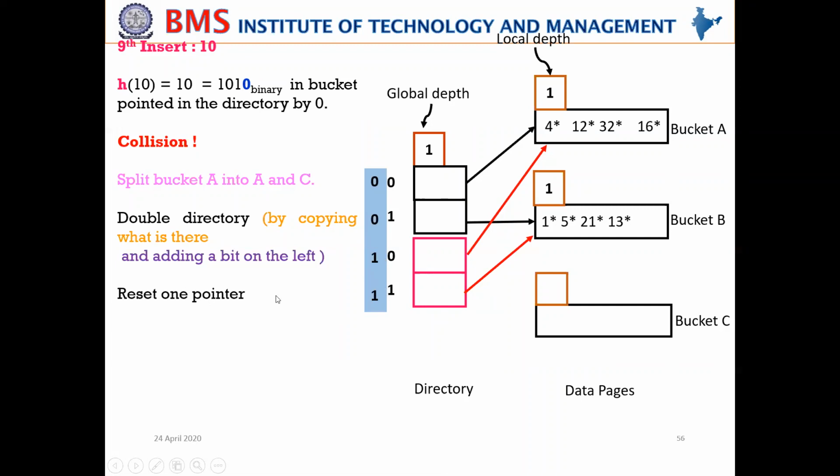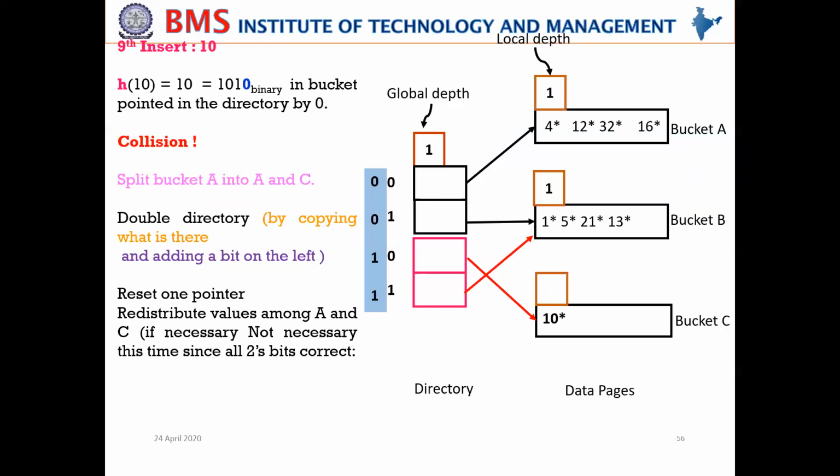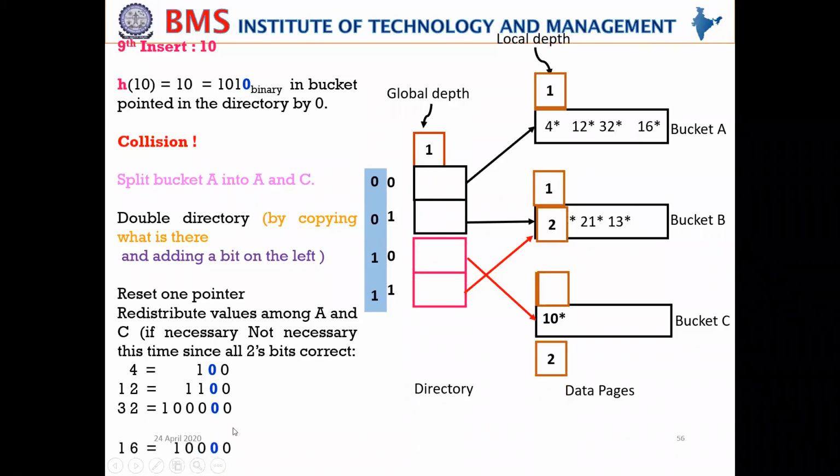Before resetting the pointers, I need to decide where each pointer should point to. So how do you reset the pointers? Basically, you need to distribute the elements. Whatever elements are there in bucket A should be redistributed across buckets A and C. So how do you redistribute? See here, 4 is equal to 100 in binary. Now the value 12, again, it is the same thing. And 32 you had, this is its binary value.